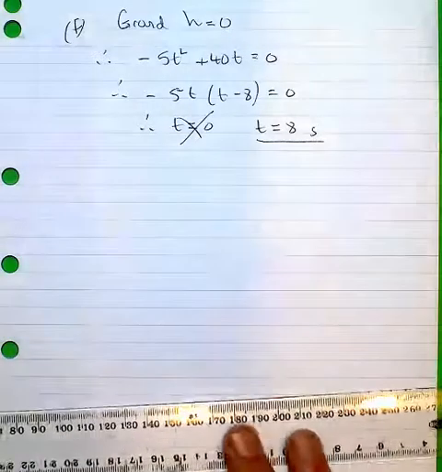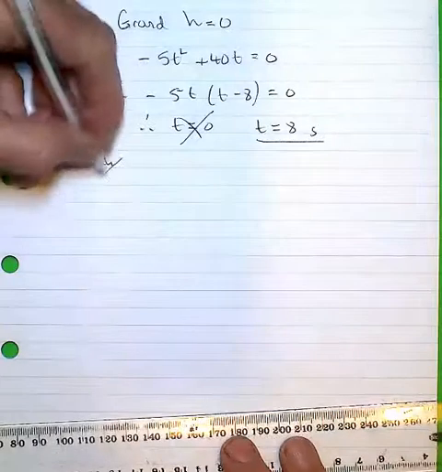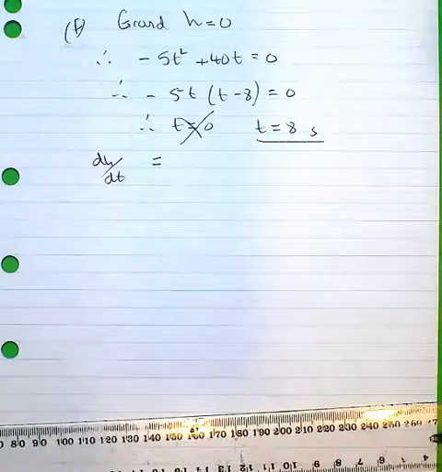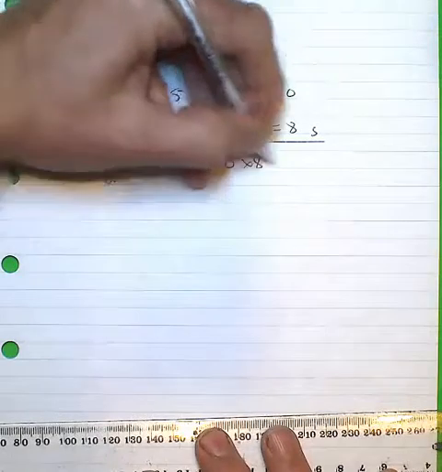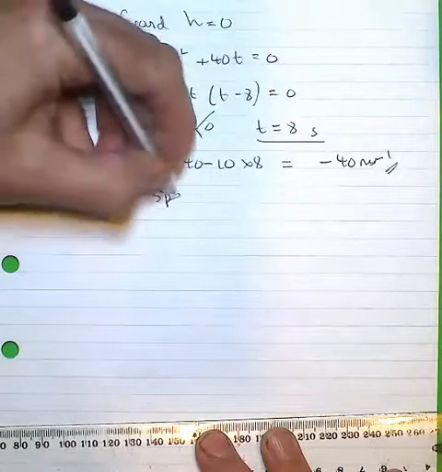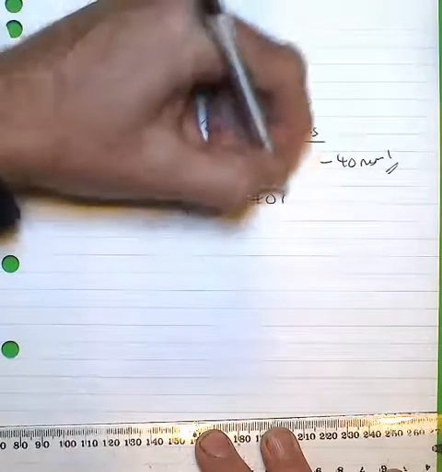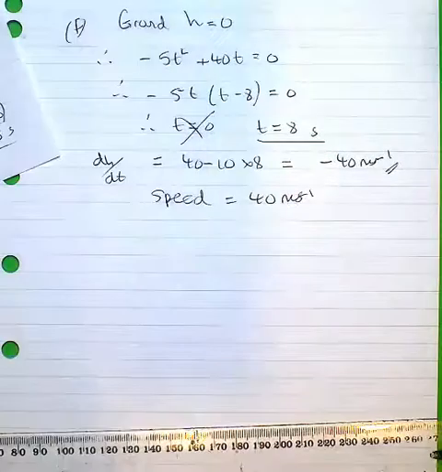To work the velocity there, dh on dt is going to equal 40 minus 10 times 8, which is minus 40 meters per second. And if we're talking about speed, that'll be 40 meters per second.